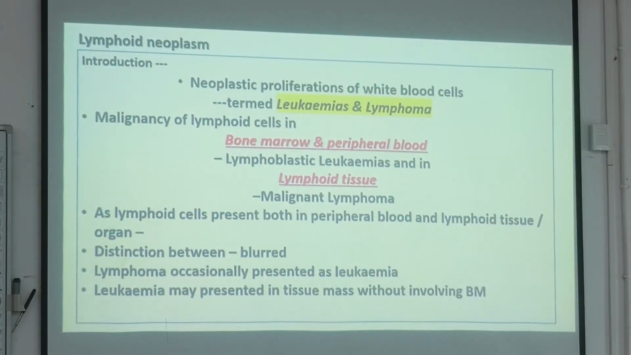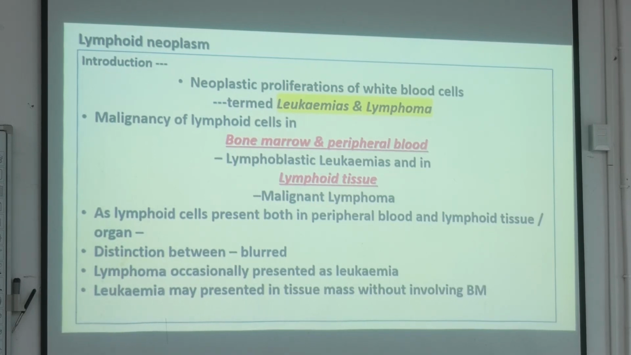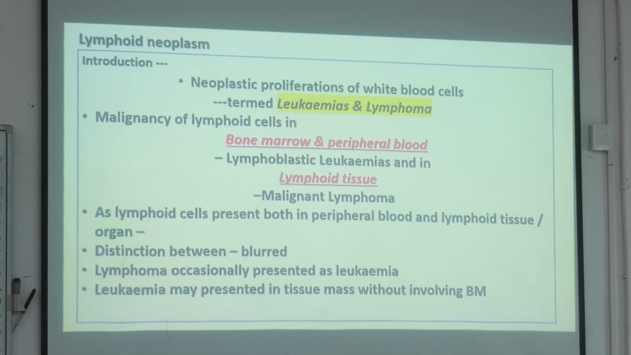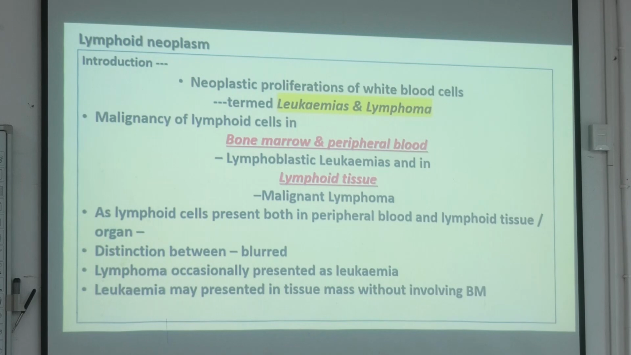Now, what is lymphoid neoplasm? That is the neoplastic proliferation of these white blood cells. When it is a malignant proliferation, this gives rise to a leukemia or lymphoma, as lymphoid tissue is present throughout the body, in the bone marrow, in the lymphoid tissue, and in the peripheral tissue also. So the differentiation between leukemia and lymphoma is very difficult.